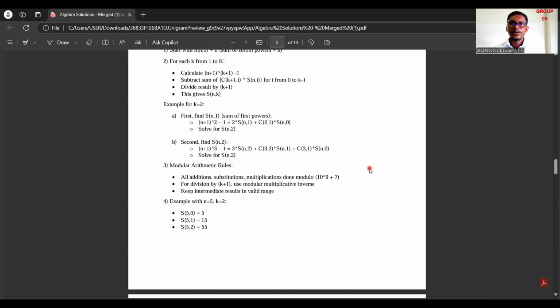This demonstrates how the recursive approach works in solving the series. So as a conclusion, by following these steps, we can efficiently calculate the Kane series for large values of n and k under modular constraints.